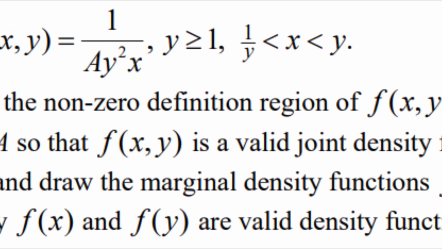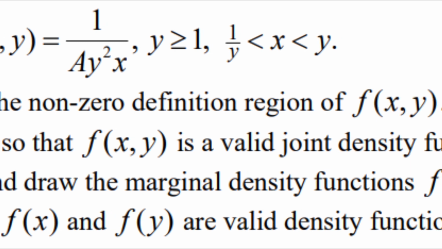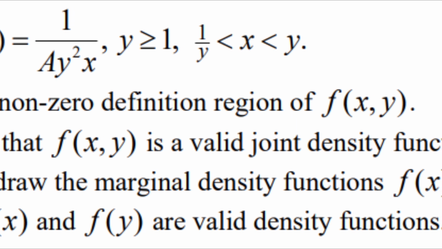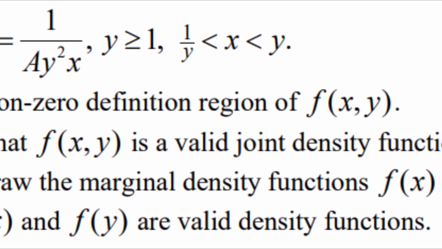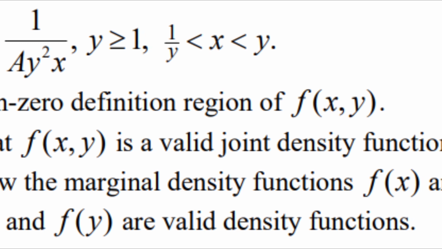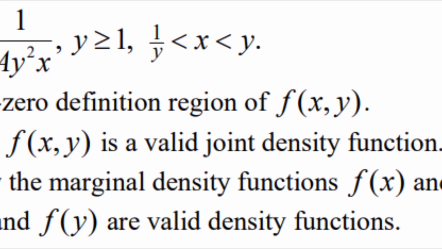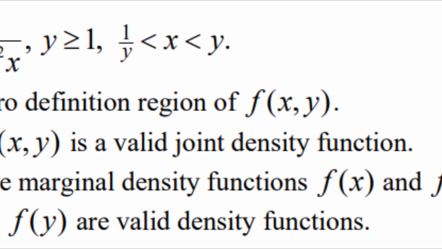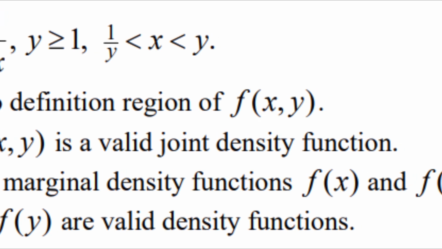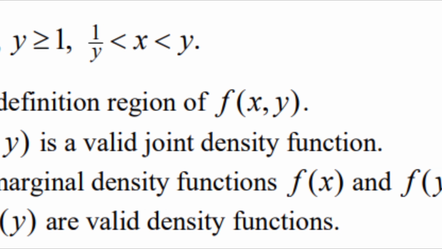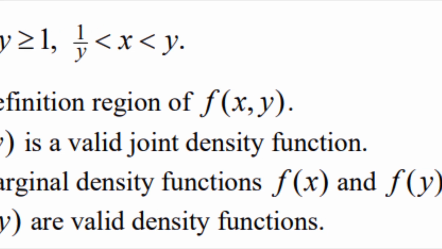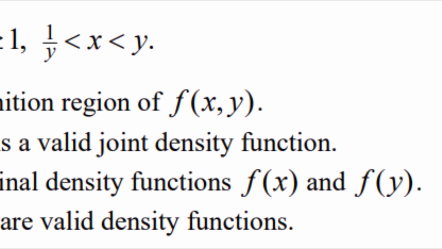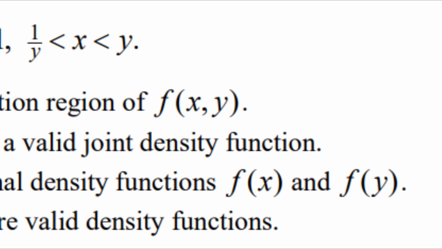There are 4 problems to solve. The first one is to draw the non-zero definition region of f(x,y). The second is to find capital A so that f(x,y) is a valid joint density function. The third is to find and draw the marginal density functions f_X and f_Y. The last question is to verify f_X and f_Y are valid density functions.